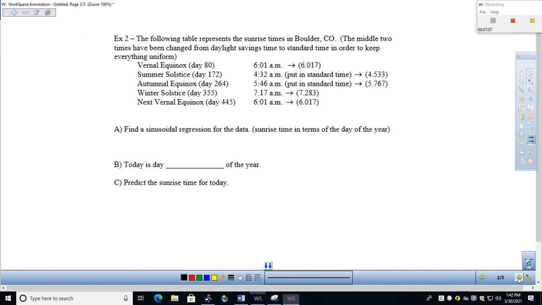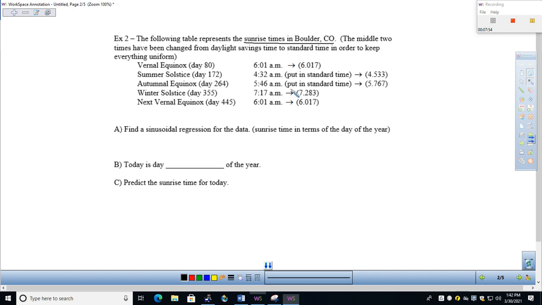If you're looking at example 2, it looks like I've got sunrise times in Boulder. Sunrise times would represent one of those natural phenomena that fluctuate, with a maximum and a minimum, and it's cyclical in nature. I got this online, with 5 data points. I needed 5 to get the full cycle, so that's why I went into the next year. Even though day 80 and day 445 produced the same sunrise time, I needed this last data point to create a sinusoidal function on the calculator.